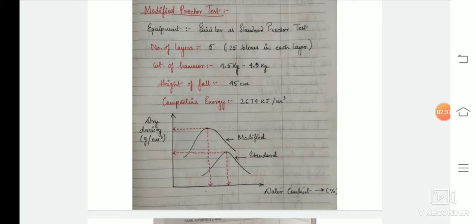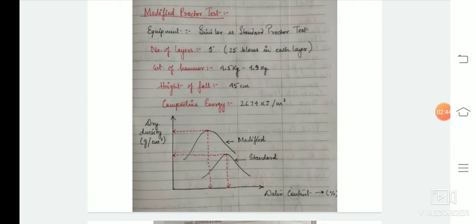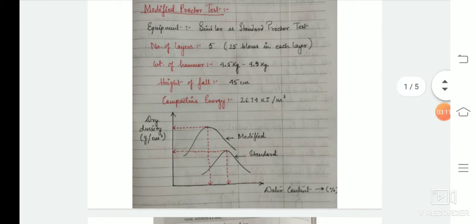If we look at the graph, this is a graph between water content and dry density. Here we can see that on the same curve for the same soil, if we use the standard Proctor test, the value of optimum moisture content is much more and the density is much less than in the modified compaction. For the modified Proctor test, we are getting a higher density with a lower optimum moisture content. So this is the main utility of the modified Proctor test.